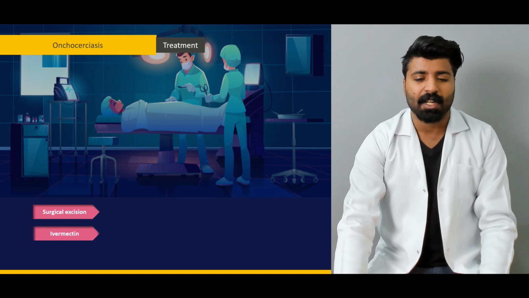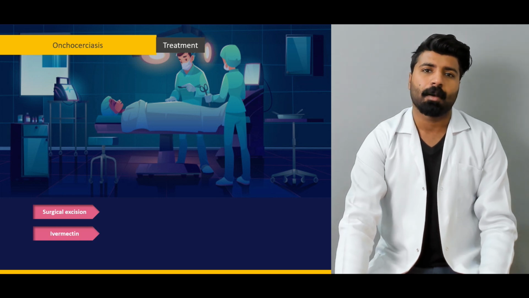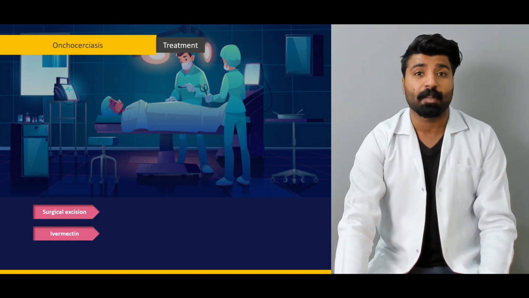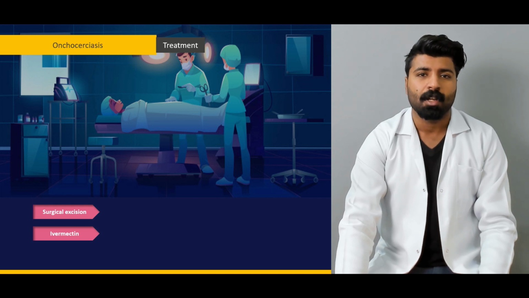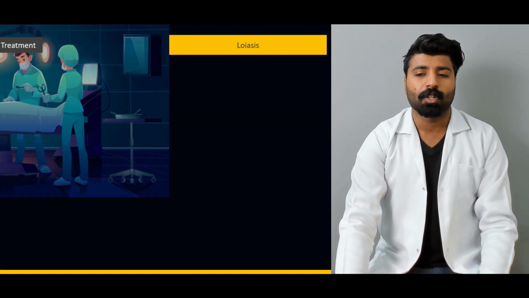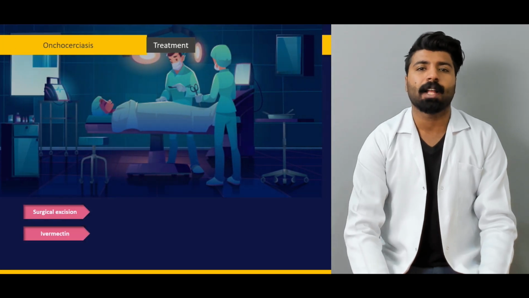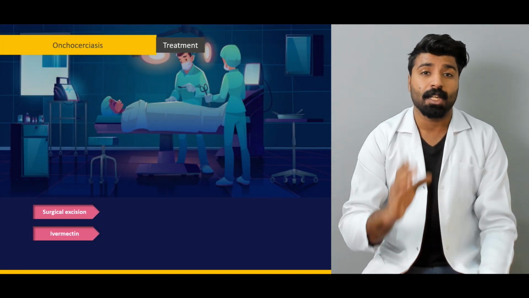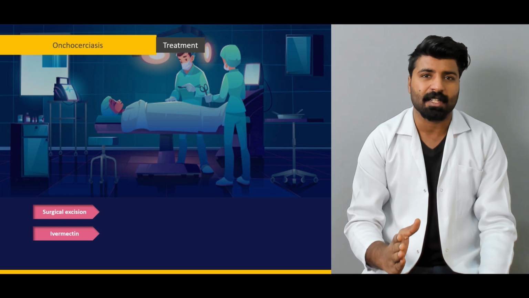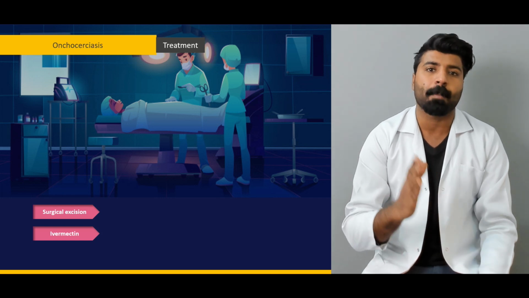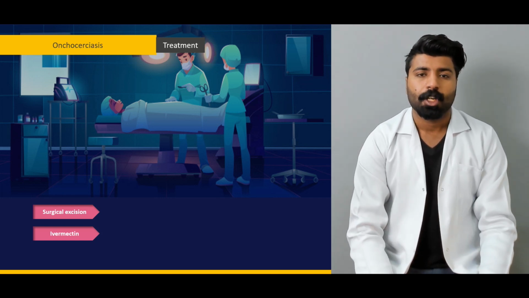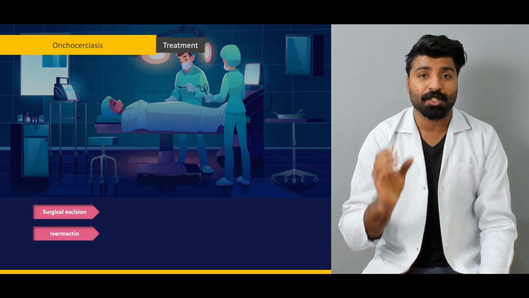So you go for the surgical excision, or in the medical treatment, you can go for ivermectin. And next on, you will tell that patient what? You will tell the patient that he has to prevent this disease from ever happening to him again. You will tell him all those measures which can prevent the disease.